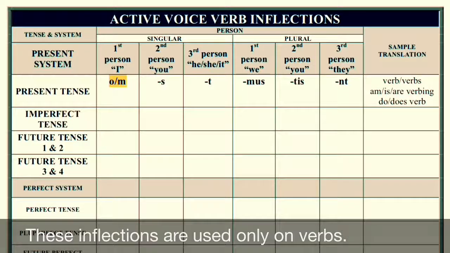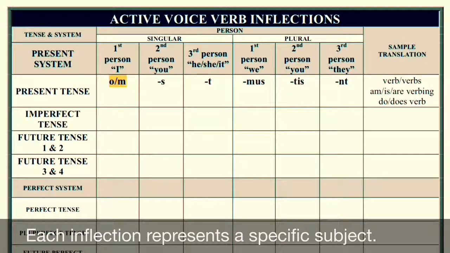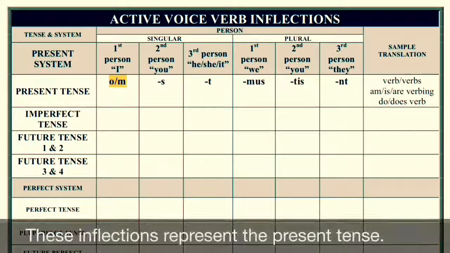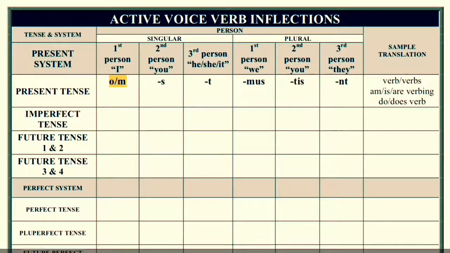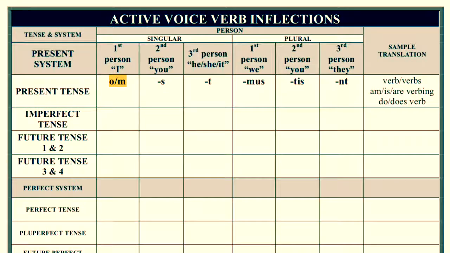Remember, these inflections are used only on verbs. Remember that each inflection represents a specific subject. Remember that these endings represent the present tense and only the present tense. Your job is to memorize these endings and the information that they represent, so that when you see them in a Latin text, you will be able to read them and know what the author is saying.